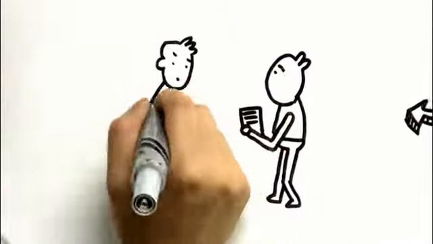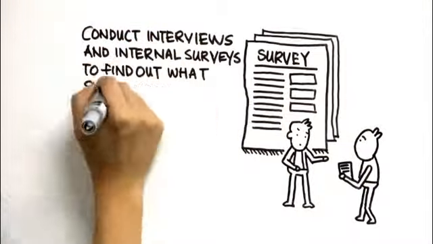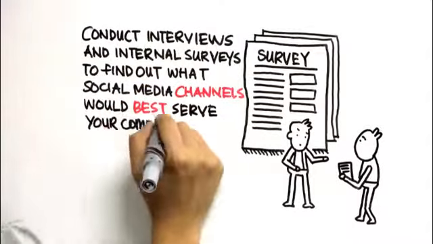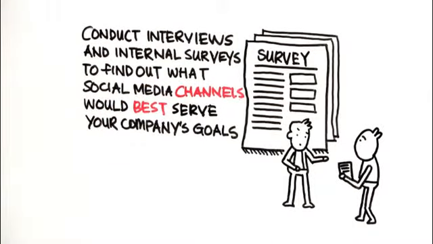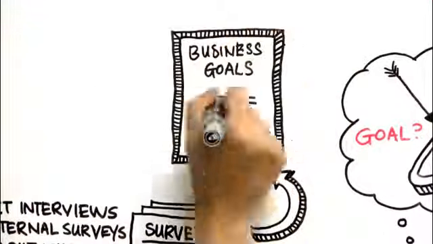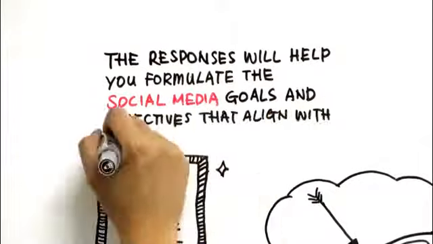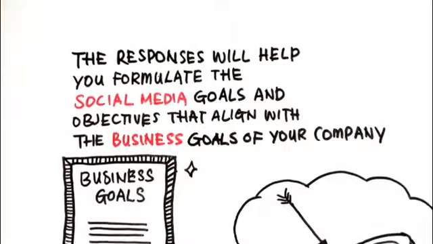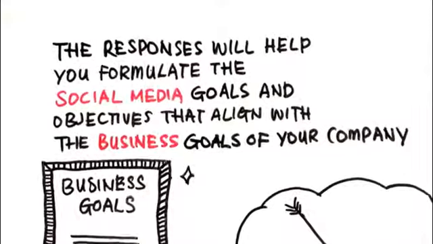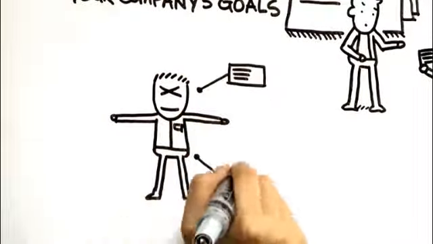Also, gather input from your stakeholders. Conduct interviews and internal surveys to find out what social media channels would best serve your company's goals. The responses will help you formulate the social media goals and objectives that align with the business goals of your company.